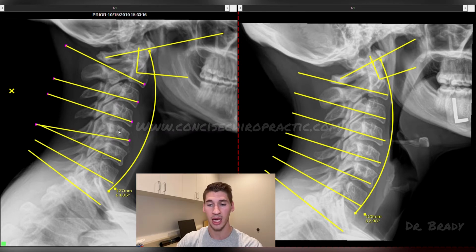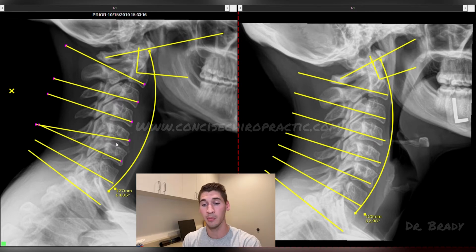What's happening, let's highlight this fifth cervical right here. This one here, the disc is much thinner compared to the disc above it on the fourth and fifth cervical disc, and the segment below on the sixth and seventh. So what's happened is this fifth cervical has actually dropped posterior, or backwards.